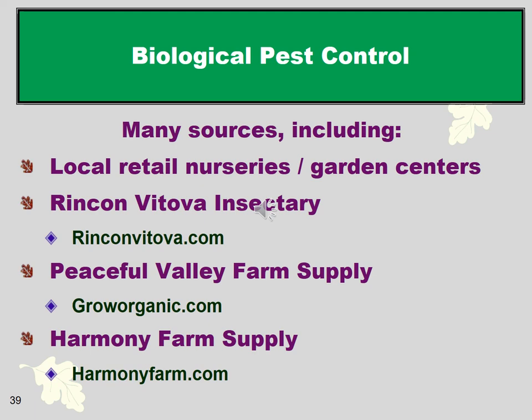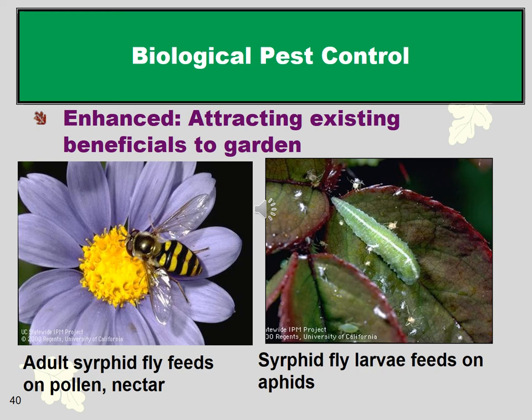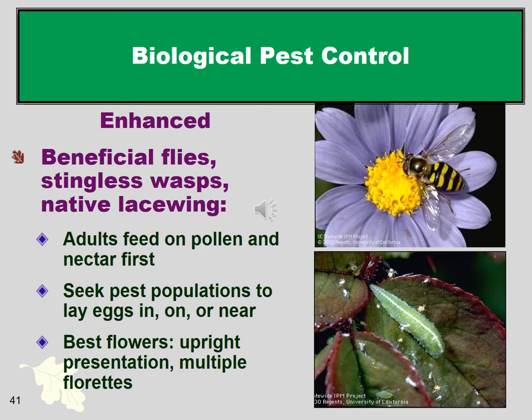One of the easiest ways, easier than buying your beneficials, is to plant plants that attract them naturally. Here's a picture of an adult syrphid fly feeding on the pollen and nectar of this aster family plant. The larvae of those also feed on the aphids. So that's a great way. You plant the plants that bring them in, and then that's all you have to do. Besides that syrphid fly, there are also stingless wasps and the native green lacewing. They all feed on pollen and nectar of the plants that you can plant, and then they lay their eggs, and their larvae eat up a lot of the different pests, including aphids.